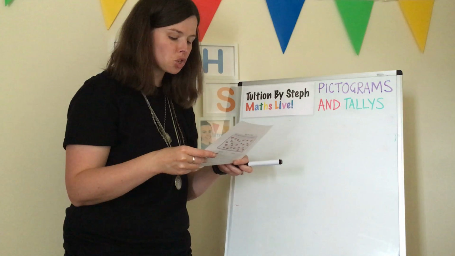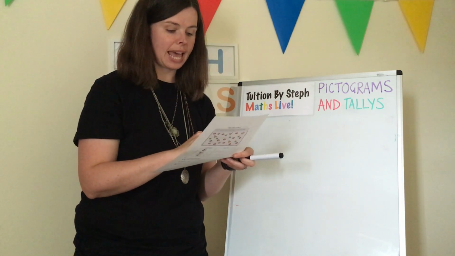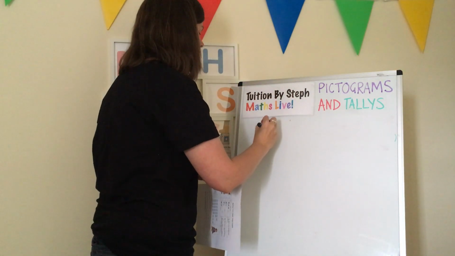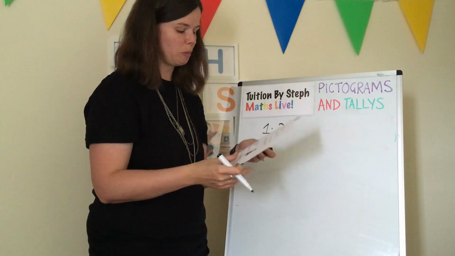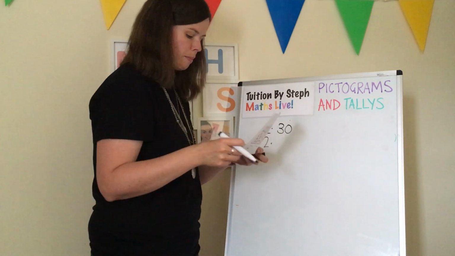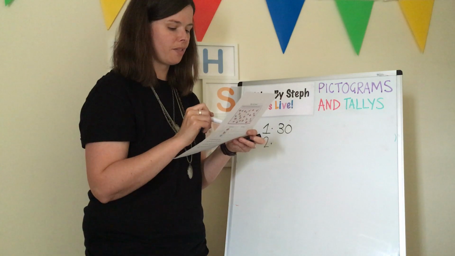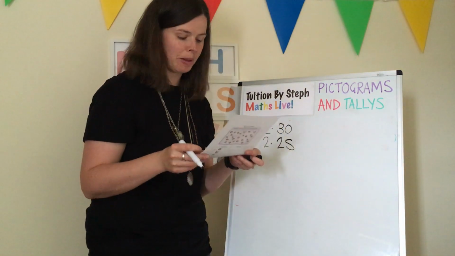So how many people chose Batman as their favourite character? So it's 5, 10, 15, 20, 25, 30. So for question 1, if you got 30, you are correct, counting up from 5s. For question 2, how many people chose Iron Man as their favourite character? So it's 5, 10, 15, 20, 25. 25 people chose Iron Man.